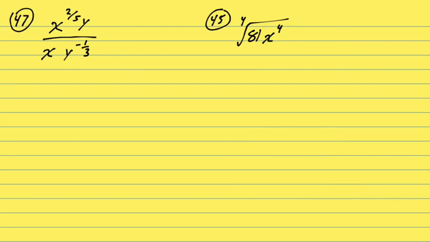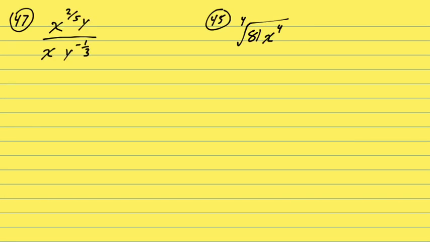Okay, after 37, let's see. Somebody asked me 47, 45. So we'll look at these. We need to divide like bases, so we're going to subtract exponents. So you have 2/5 minus 1. 1 could be called 5/5. Y to the 1 minus -1/3. Again, if you're dividing like bases, you subtract exponents. So that becomes x to the -3/5. This becomes y to the, you add that, so 3/3 plus 1/3 would be 4/3.